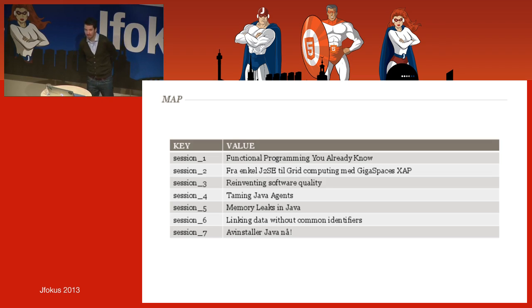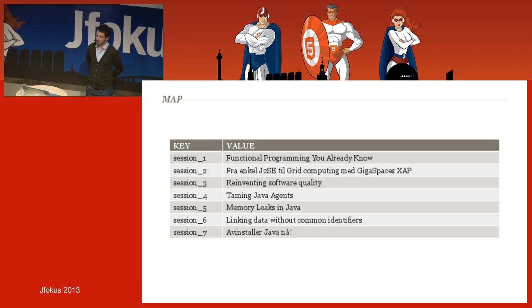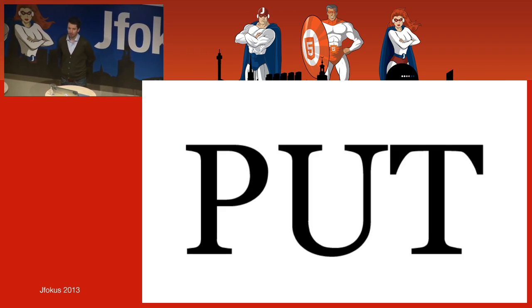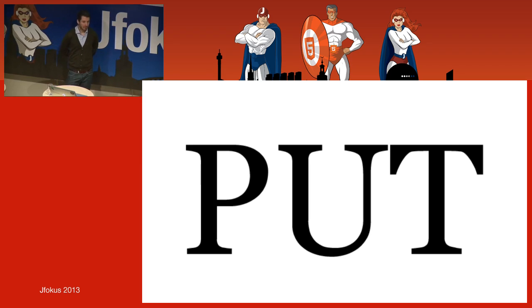So this is a map. It has keys and it has values. The value can be either a number or a string or binary data, whatever you choose actually. And normally this is denormalized data. And to put data into this map, you use a function called put. It takes a key and a value.